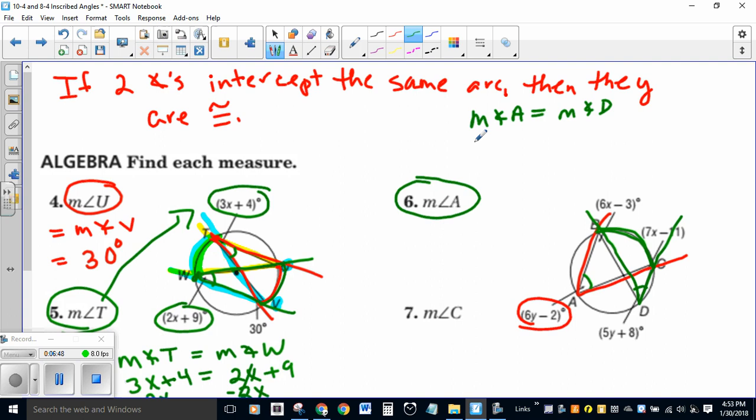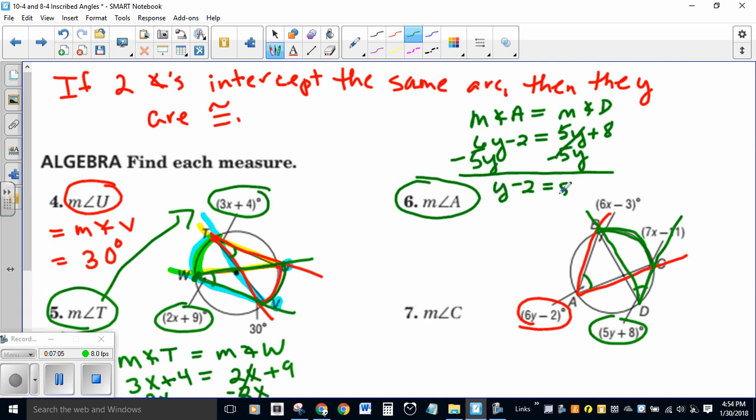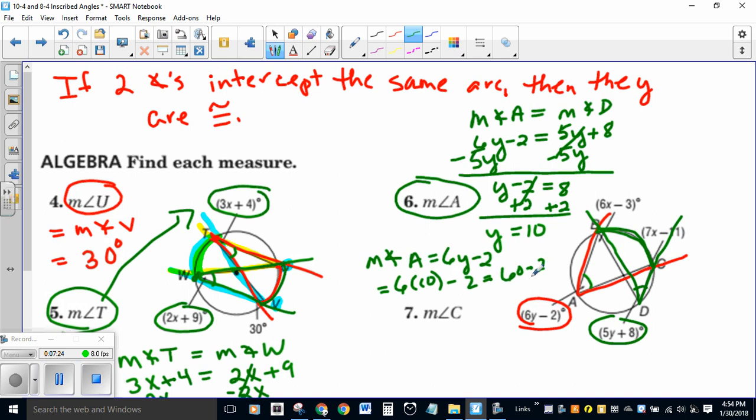So therefore 6y minus 2 is equal to 5y plus 8. Solve for y, so that means I need to get my y's on one side of my equation. So I'm going to subtract y. That leaves me y minus 2 equals 8. Then I put my numbers on the same side of the equation by adding 2. So y is equal to 10. They want the measure of angle A. So the measure of angle A is 6y minus 2. So I'm going to have 6 times 10 minus 2. So I have 60 minus 2, which is 58 degrees. And that's the answer for number 6.